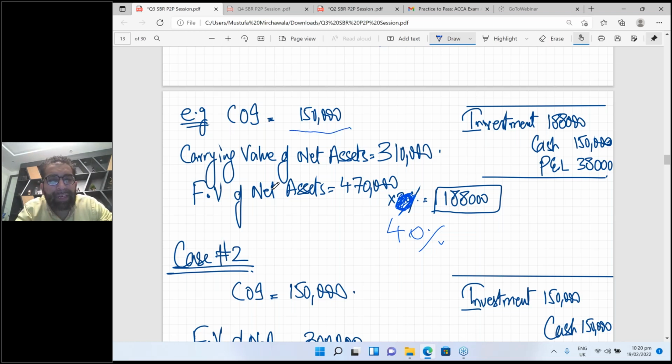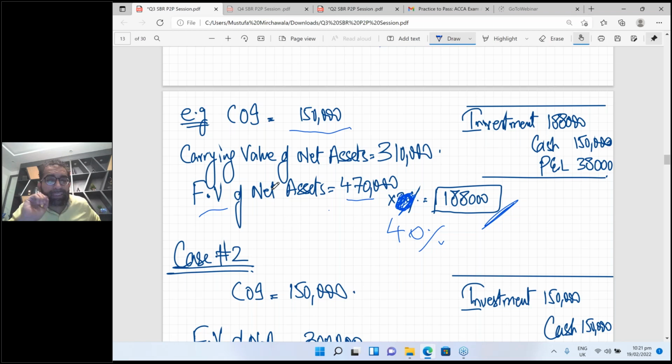The carrying value of net assets is 310,000 at the date of buying the 40%. Leave this carrying value, the real thing is fair value. The fair value of net assets of this complete company is 470,000. What is your share? It's 40%. So 470,000 multiplied by 40% will give you 188,000.